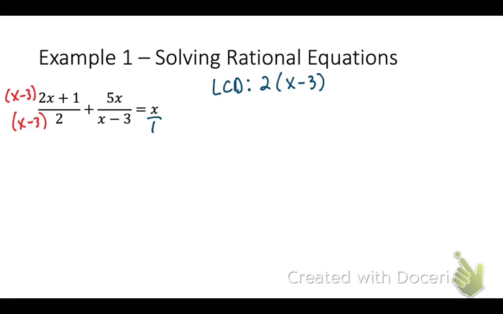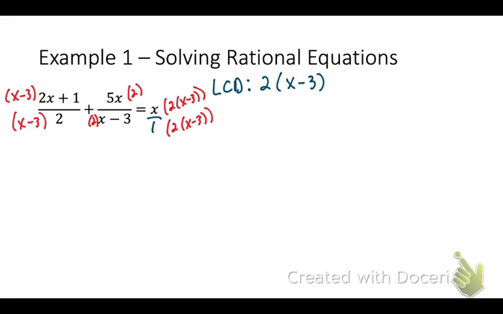Okay, for my next fraction, I have a 5x over x minus 3. I already have the x minus 3 part, so I'm just going to multiply the top and the bottom by 2. And my last fraction, I have a 1 in the bottom, so technically I don't really have much. So I need a 2 and the x minus 3. So we're going to multiply it by 2 times x minus 3 on both the top and the bottom.